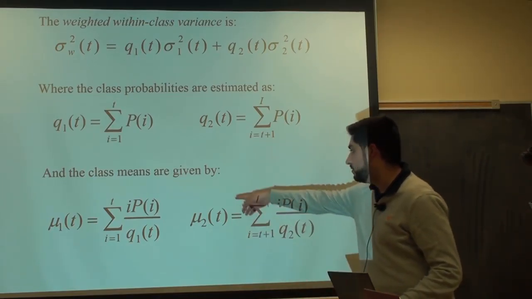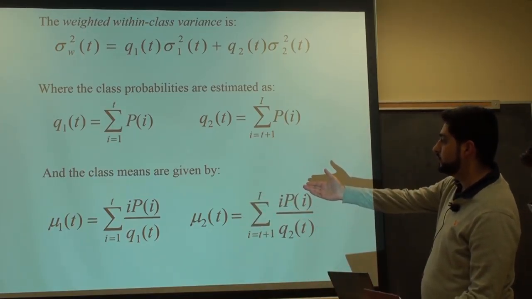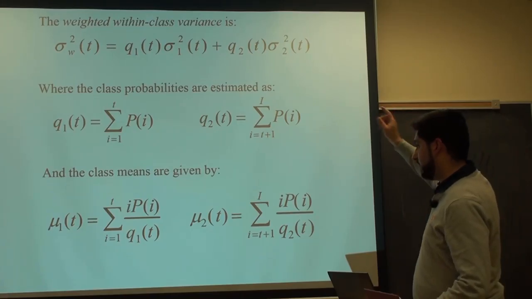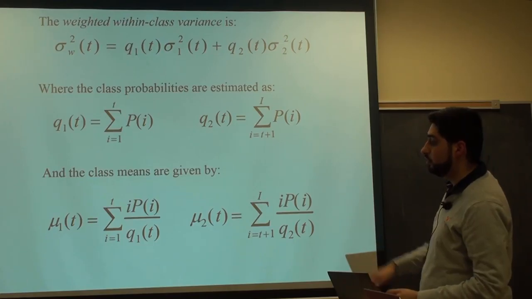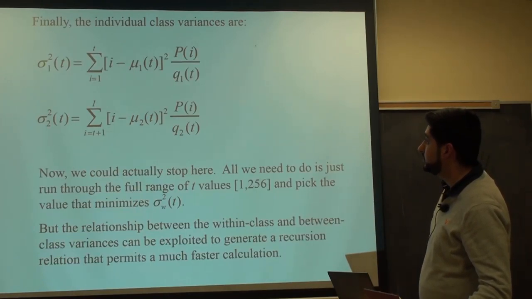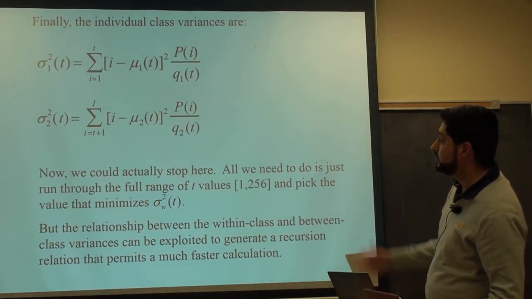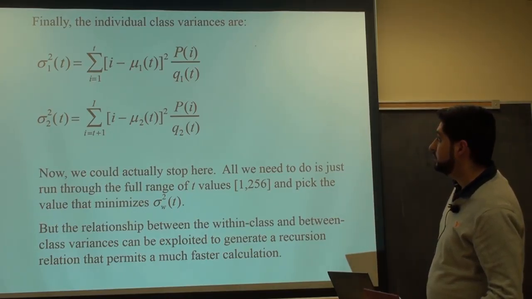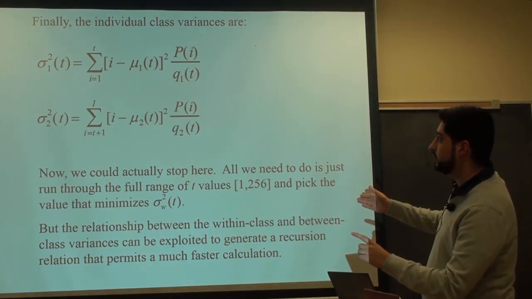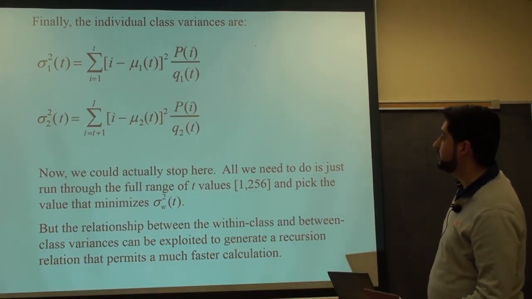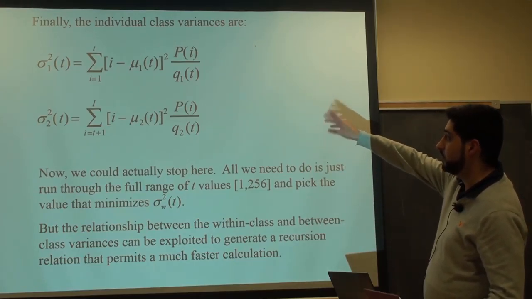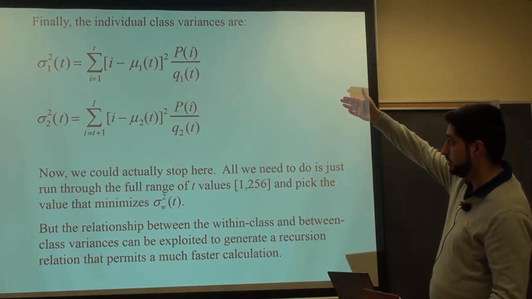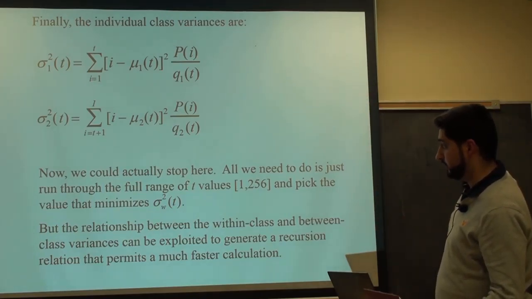And the mean is given by this. We take each probability at each bin or each point, multiplied by that bin, over the whole weight of that class. And this is the class variance, which is I, the point, minus the mean, multiplied by the probability over the weight of that class. Then we sum them together for each individual point, for class 1 and class 2.